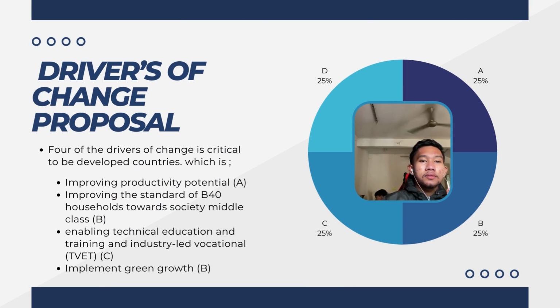There is also the drivers of change proposal stated in RMK11. Four of the drivers of change proposal are critical to becoming a developed nation. The first one is improving productivity potential. The second one is improving the standard of B40 households towards the middle class. The third one is enabling technical education and training and industry-led vocational, which is TVET. And the fourth one is implementing green growth.